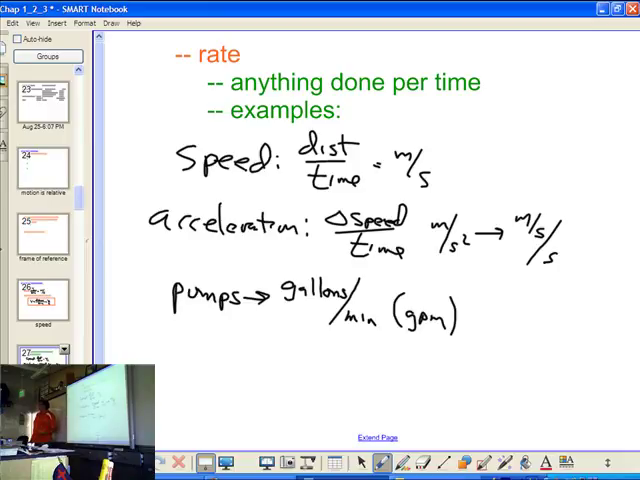is a rate. Like current, stuff travels through the wire. How many coulombs of charge per second? That's a rate. Anything per time. Okay, so remember that, anything per time. Anyone need more time?